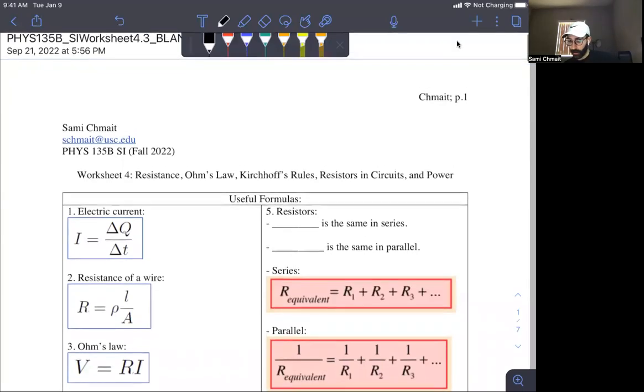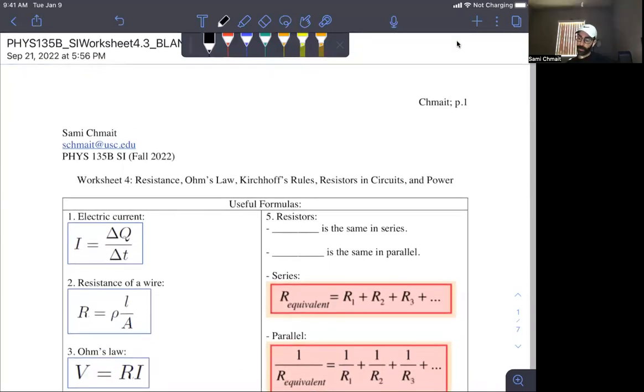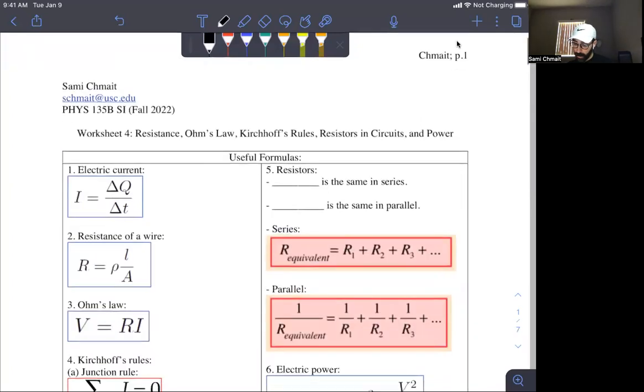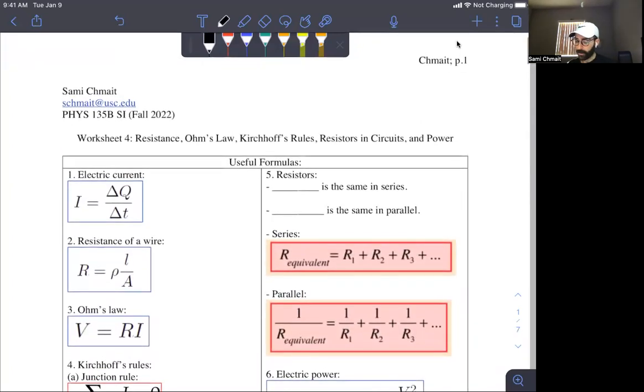All right, everybody, this is worksheet 4. We're talking about resistance, Ohm's law, Kirchhoff's rules, and then resistors in circuits, and then a little bit of power at the end there. So this is kind of a longer one, so I'm going to do my best to keep us on pace here.